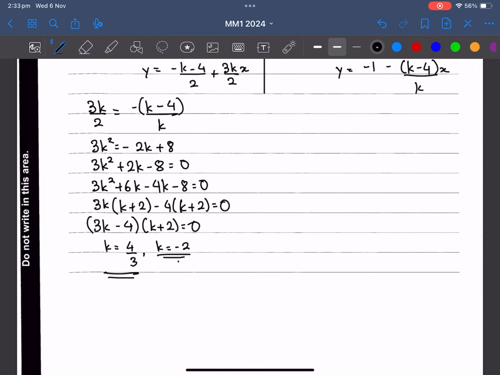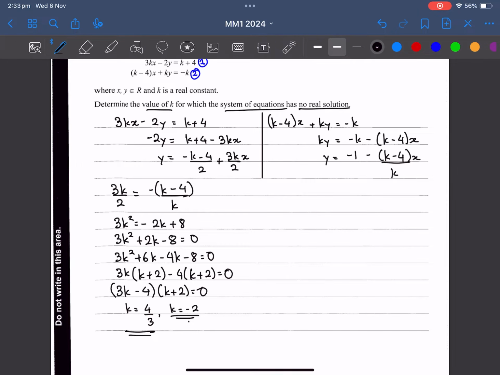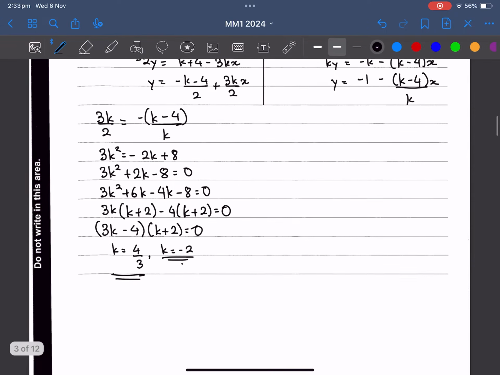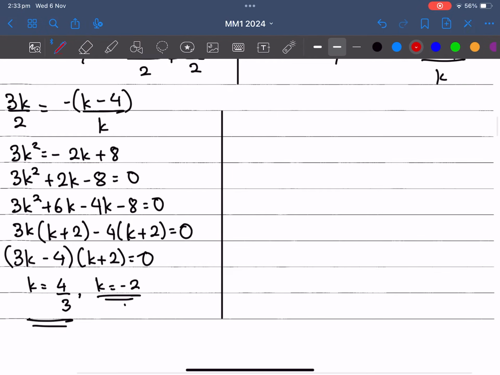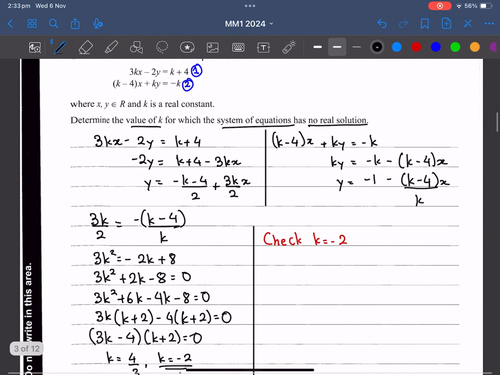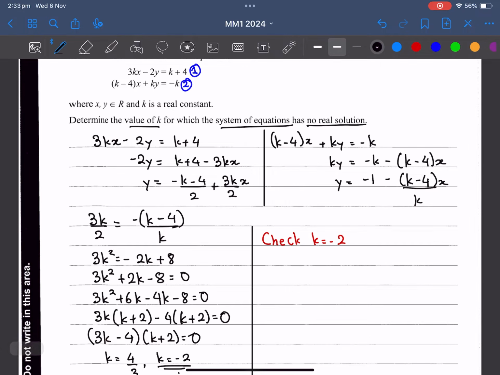Okay, so usually with these questions, one of them will be incorrect. So what I'll quickly do is check whether both of them are correct or incorrect. So let's substitute the values in. Check k equals minus 2. So substituting k equals minus 2 in equation 1 and then equation 2 to see which value is correct and which isn't. So minus 6x minus 2y equals minus 2 plus 4, which is 2. Now the bottom equation, minus 2 minus 4, minus 6x plus minus 2y equals 2.